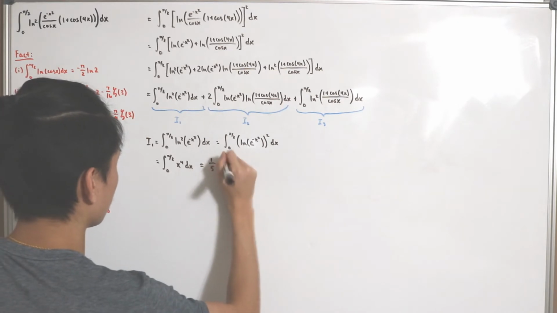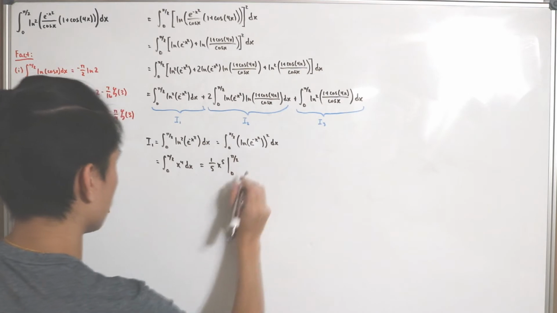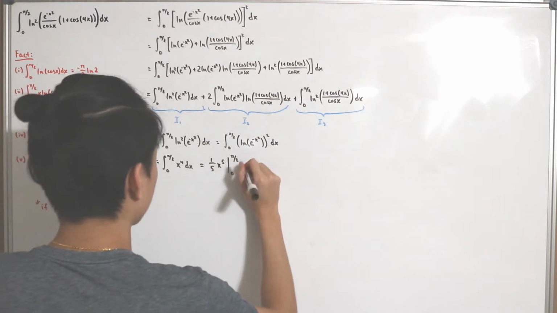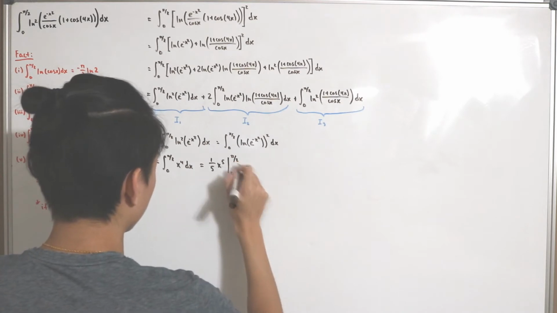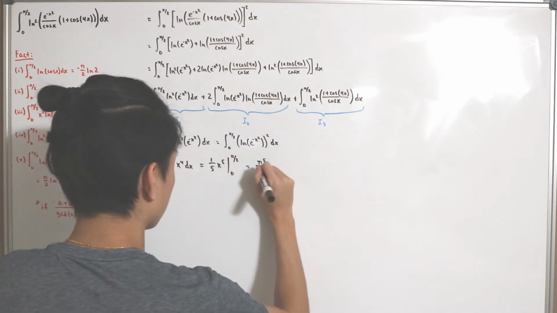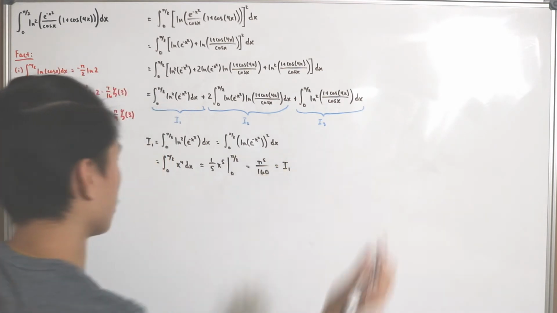So it's 1 over 5 x to the 5th, evaluated from 0 to pi over 2. Put in 0, you're going to get 0, but if you plug in pi over 2 for x to the 5th, you're going to get pi to the 5th divided by 160. So that's equal to I sub 1. Okay.